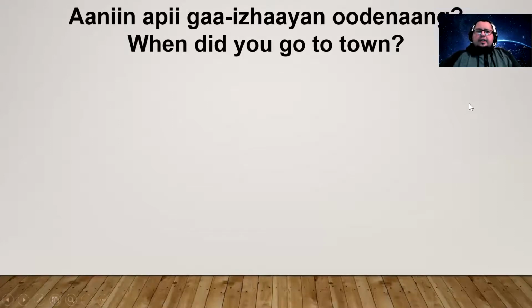Anina pi gajayan odenang. When did you go to town? Okay, again, we look up here. Anina pi, when? Ga, past tense. Ija means to go somewhere. Yun is talking about you. Odena is town. And then the NG at the end makes it at town, or the locative of that word. So Anina pi ga ijayan odenang. When did you go to town?